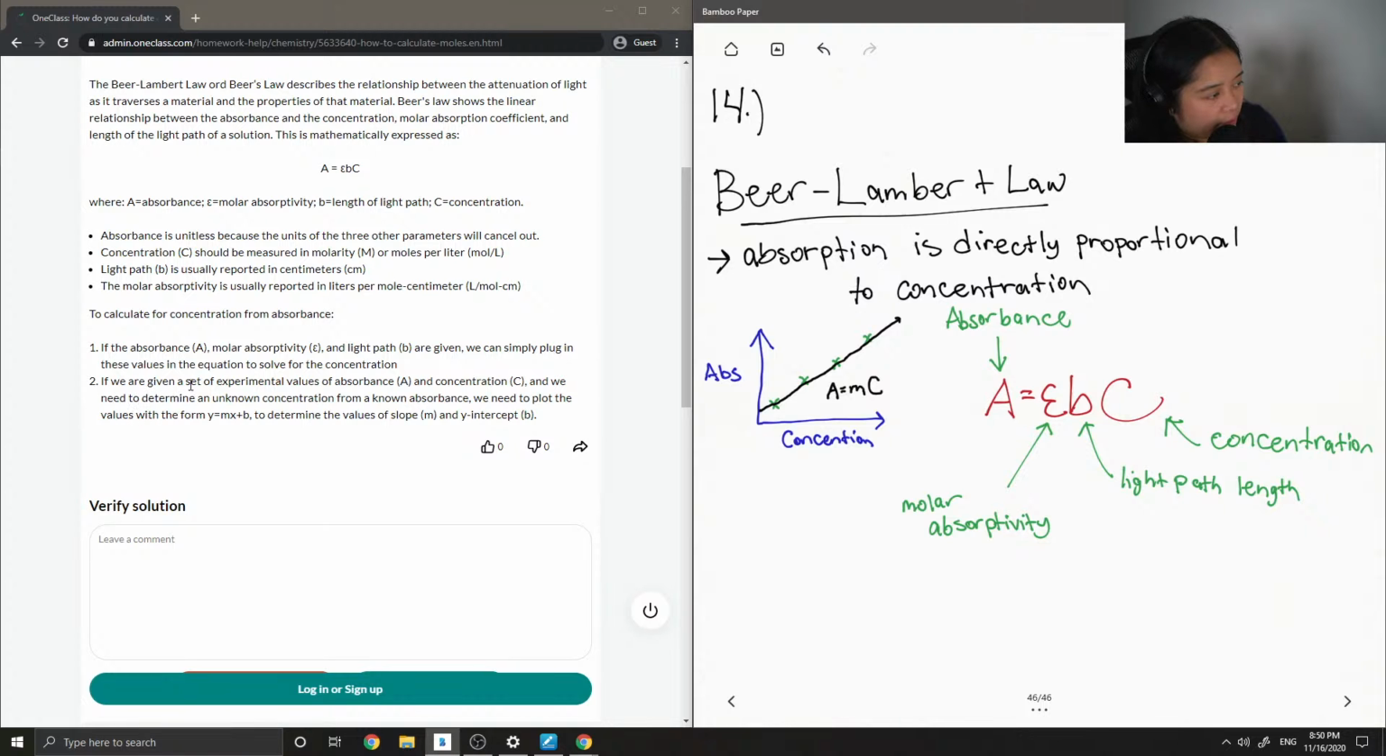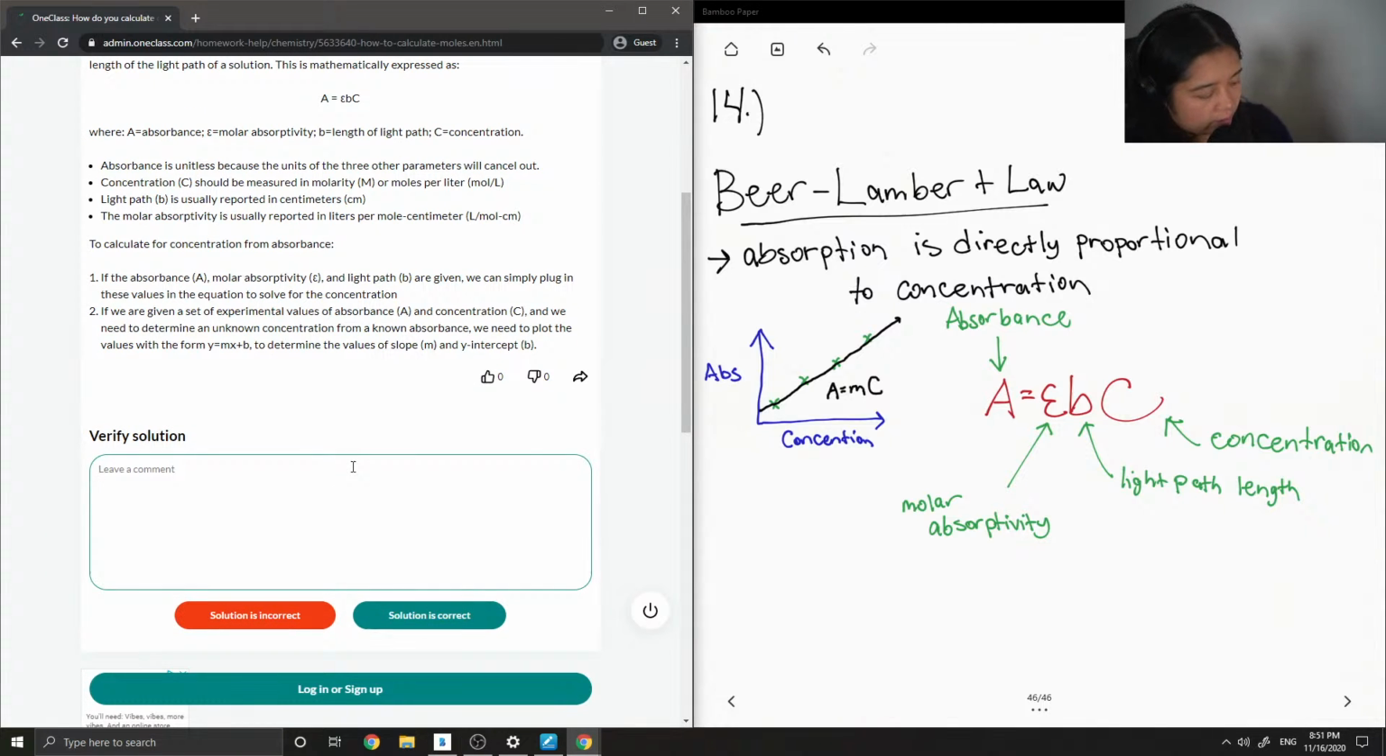Two, if we are given a set of experimental values of absorbance and concentration, and we need to determine an unknown concentration from a known absorbance, we need to plot the values with the form y equals mx plus b to determine the values of slope and y-intercept.